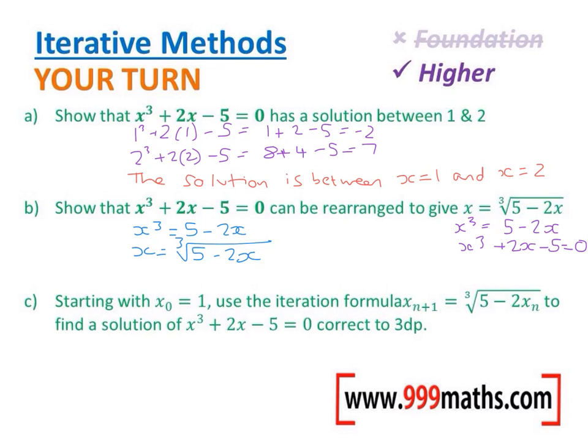Finally, use the iteration. So starting with an initial value of 1, we want to find a value of the solution to this equation correct to 3 decimal places. Pause again before the answer comes up.